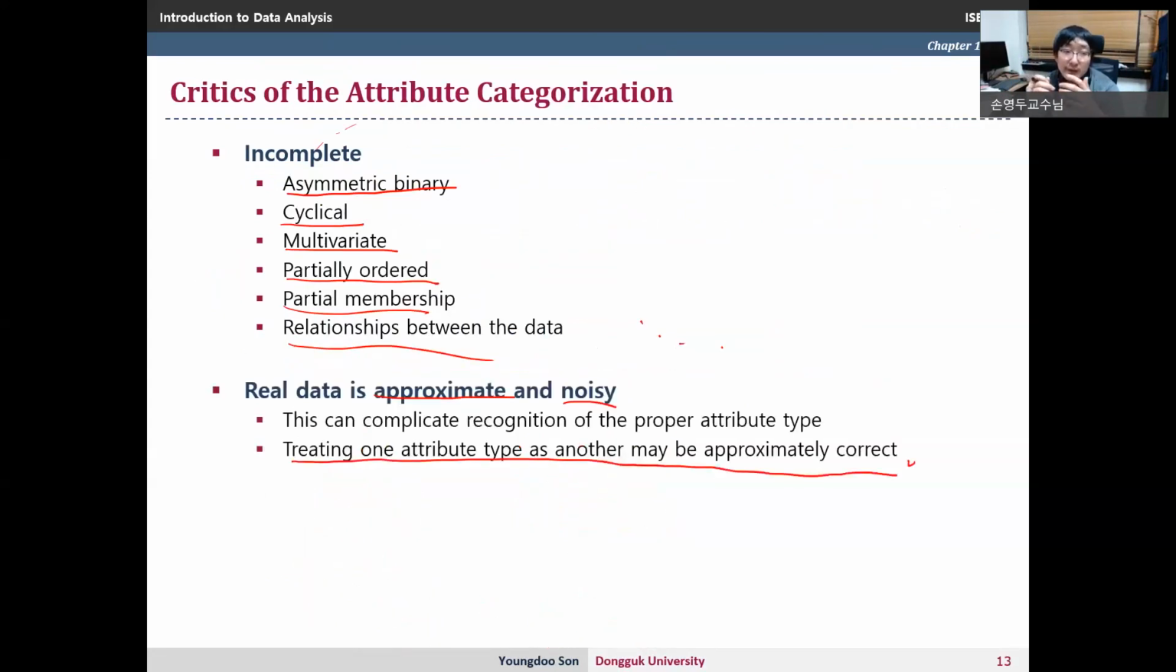And some attributes are incomplete, asymmetric, cyclical, multivariate, partially ordered, and so on. So if you are curious about these types of attributes, please search on Google or any other search engine, then you can get the definitions of these types of attributes.